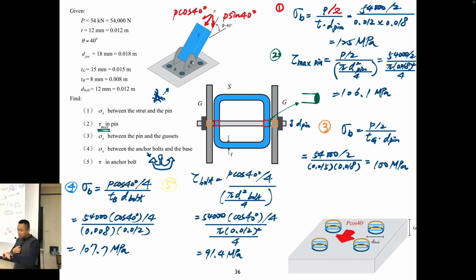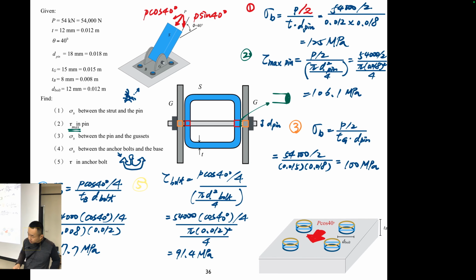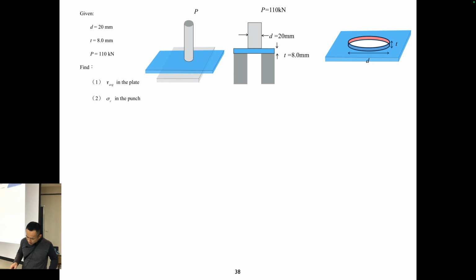Okay, the next few examples are very simple. Let's go. This is a little bit easy. Okay, there's a punch.